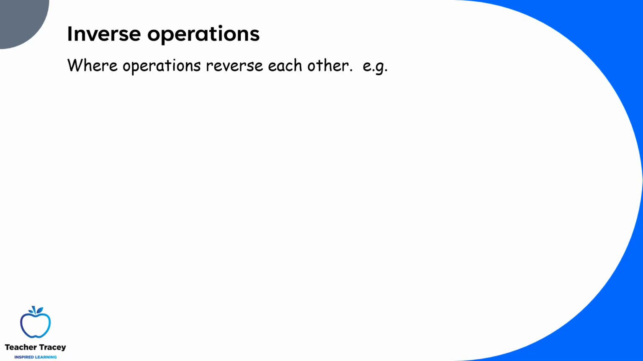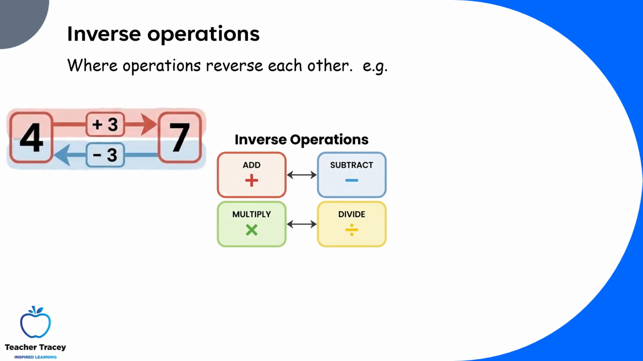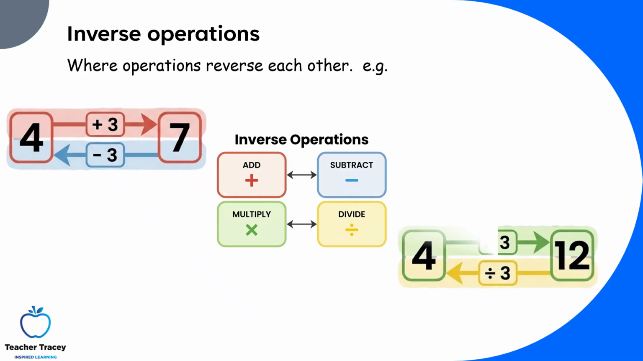Before we get started, let's check our knowledge. We've learnt about inverse operations, where an add and a subtract cancel each other out or reverse each other, and so do multiplying and dividing. So for example, 4 add 3 equals 7, and you can reverse that by saying 7 take away 3 is 4. Similarly, you could say 4 times 3 is 12, or 12 divided by 3 is 4. We're going to use that knowledge in today's lesson.